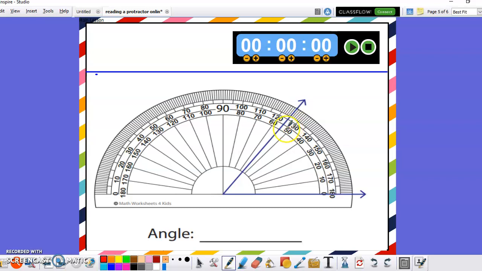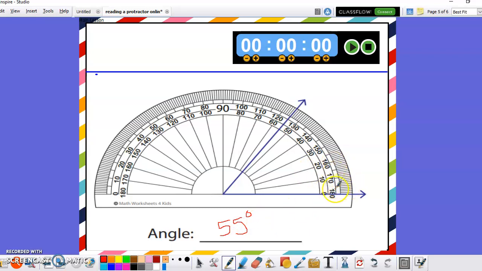So I'm looking right here between 60 and 50. And if I'm right here at 50, 51, 52, 53, 54, 55. So I know that the measure of this angle is 55 degrees. And I want to make sure that I put my degree sign on there as well.